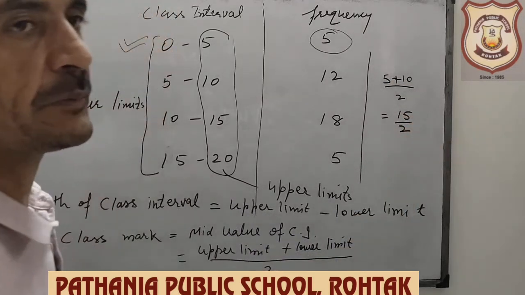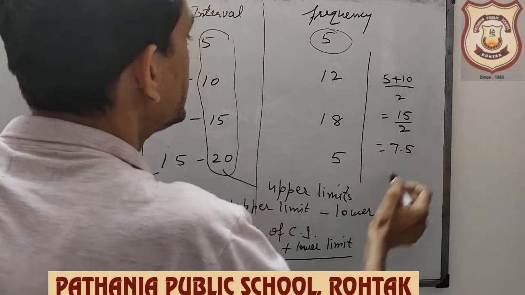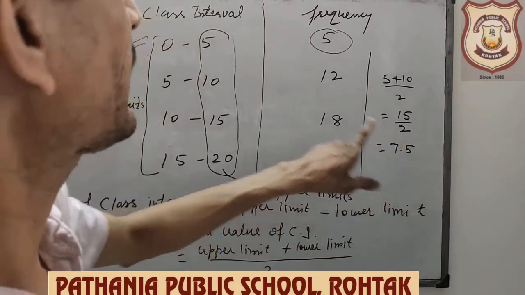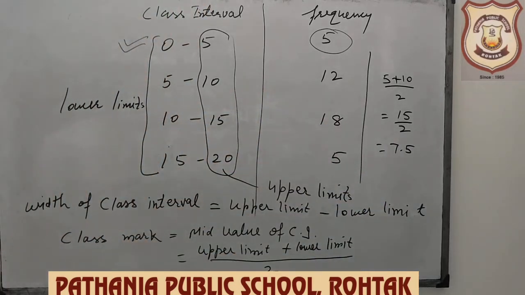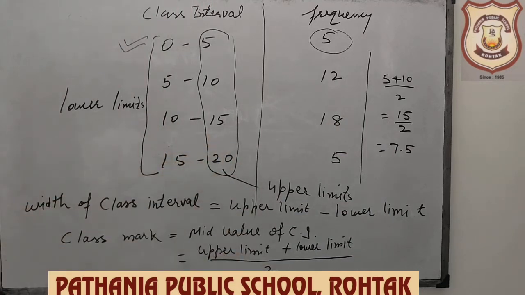That is 15 by 2. What is 15 by 2? 7.5. So 7.5 is the class mark of the second interval. In the same way, what is the class mark of the third class interval? 10 plus 15 by 2, that is 25 by 2, means 12.5.